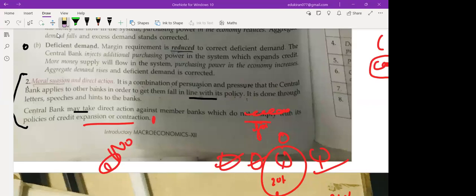Can you repeat it? Yeah, I'm asking about the second point. What do we have to do in this one? In this one, the central bank takes direct action. See, directly, I can ask you to shut down your bank if you do not follow my instruction. Okay, ma'am.